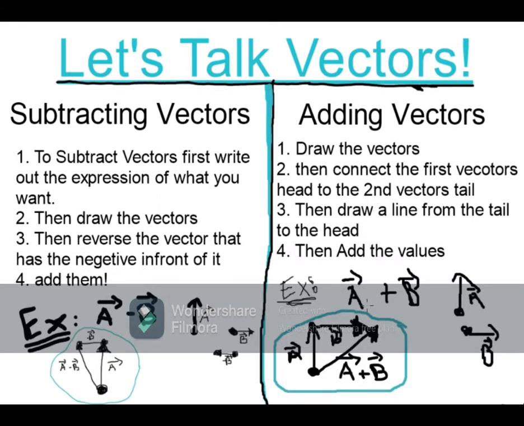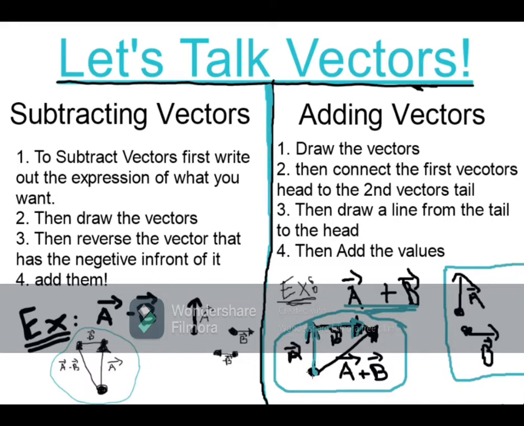So you first have to write the expression like here, a plus b. So then draw out the vectors like these two. A points north and b points east with a specific magnitude. Then draw the a vector and then connect the b vector to the head of the a vector pointing outward, meaning that the arrow of the b vector is pointing away from the arrow of the a vector.